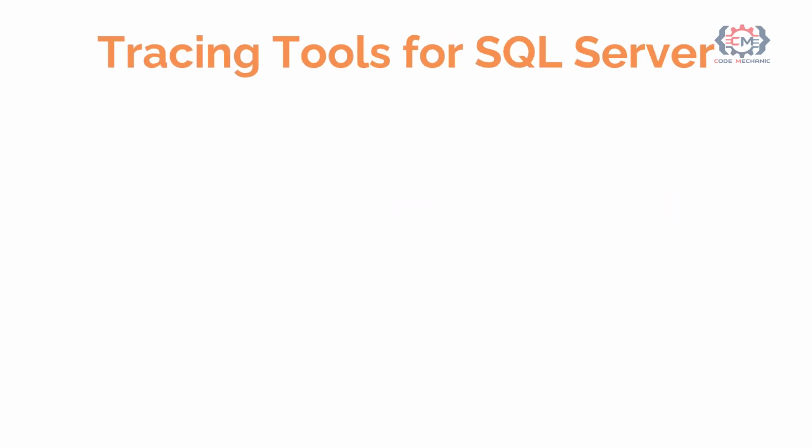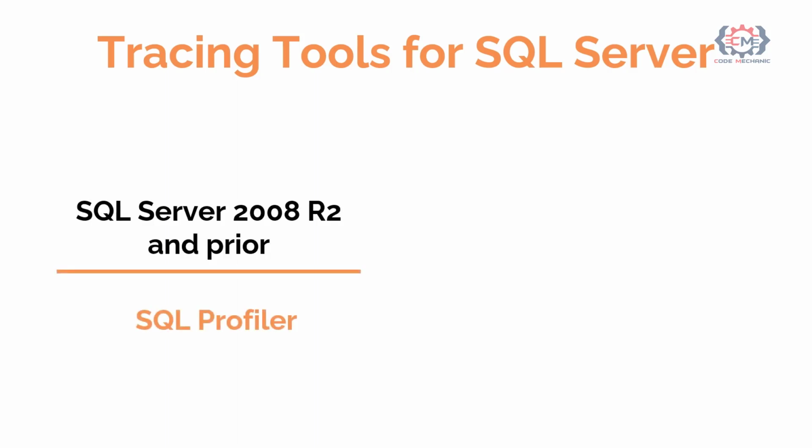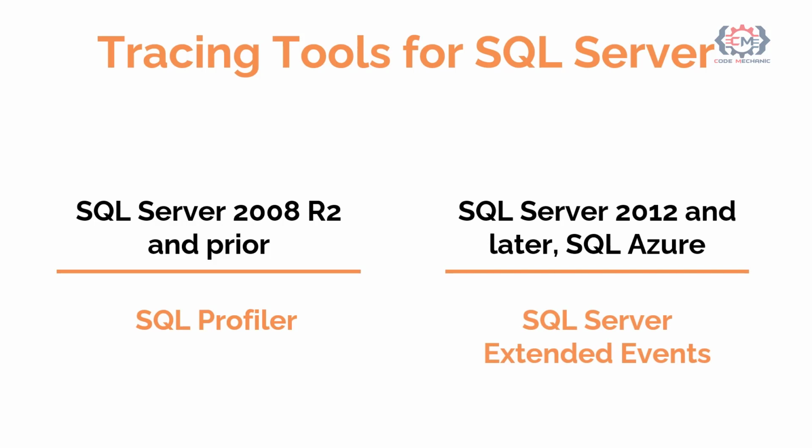In SQL Server, there are two different ways in which you can trace what is happening inside of the database. And which one you choose depends on the version of SQL Server that you are running. If you are running SQL Server 2008 R2 or earlier, you should use a tool called SQL Profiler, and this is provided as a separate GUI in the SQL Server client tools. If you are running SQL Server 2012 or later or using SQL Azure, then you are going to use what are known as SQL Server Extended Events to perform your trace.